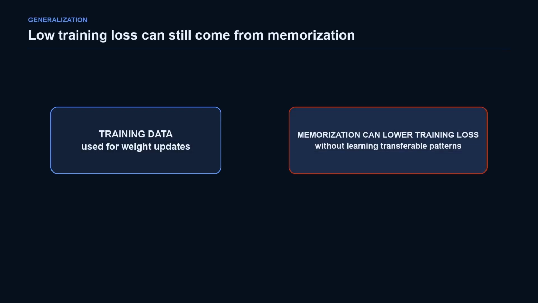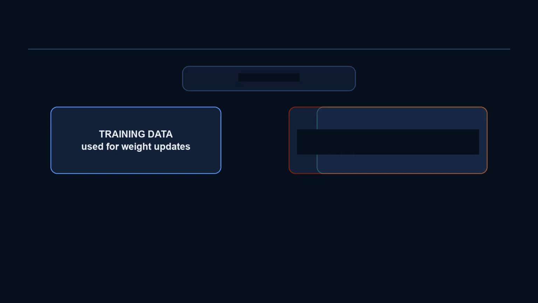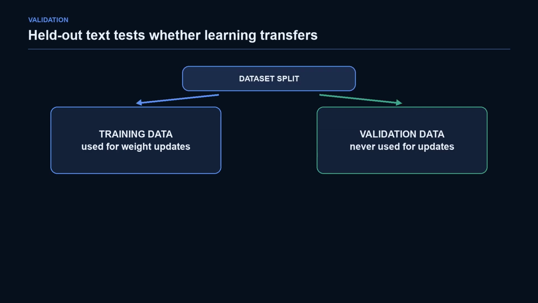A model can cheat by memorizing the training data. So it can get really good at predicting the exact tokens that it has seen before, but it doesn't really generalize well. So it doesn't learn any transferable pattern. That's why we keep the validation set separate.